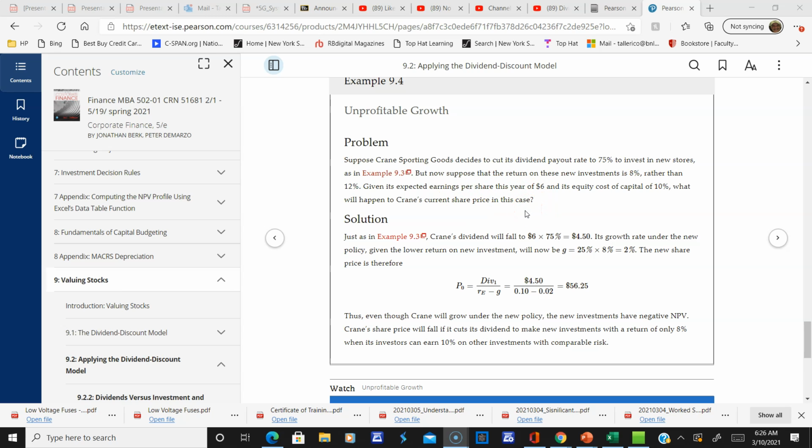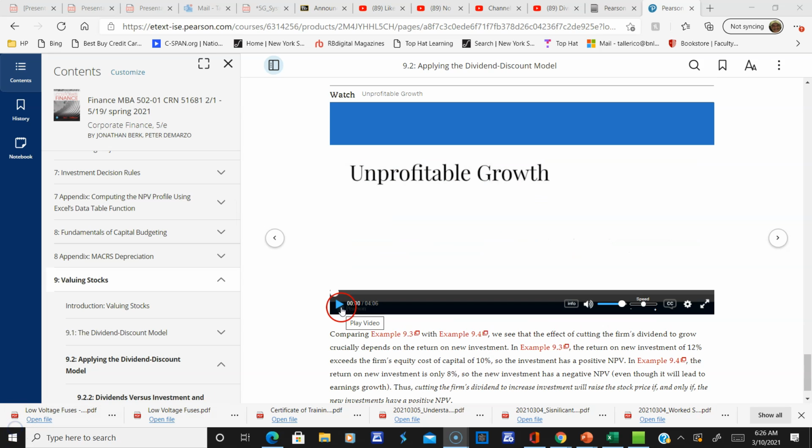Anyway, I just wanted to show you that. So let's go through this. They'll show you the same example I just did, so you get it from two sources.